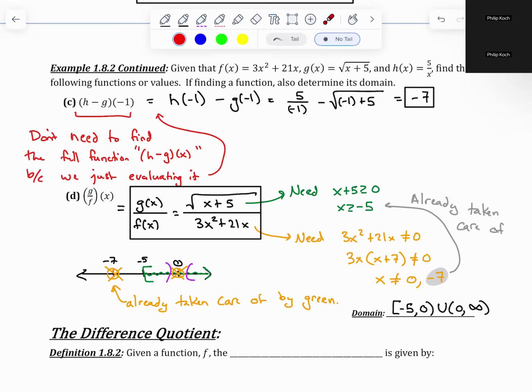Basically, you'd get two problems instead of just one problem, and so it's already there. It's already a problem, so we don't even need to worry about it. As long as we make sure that we are greater than or equal to -5, we will never equal -7. So it's not even necessary.